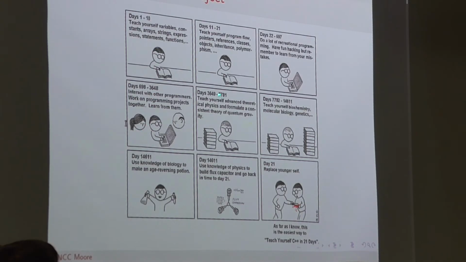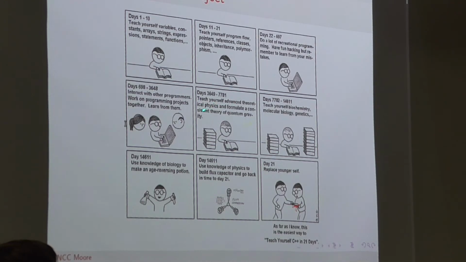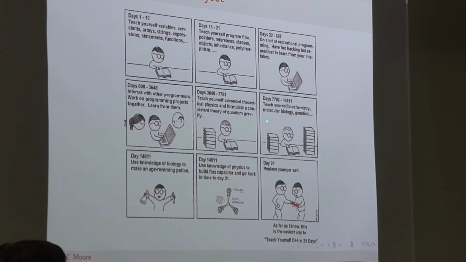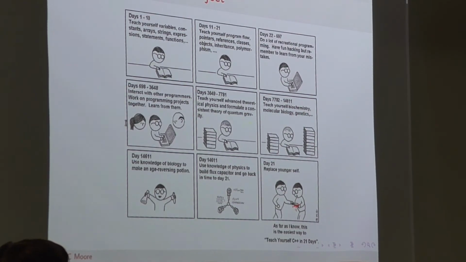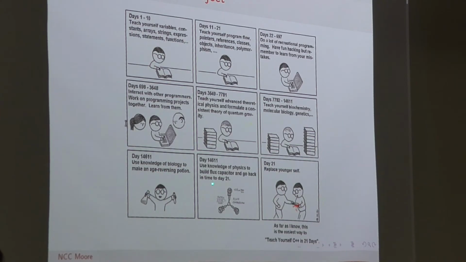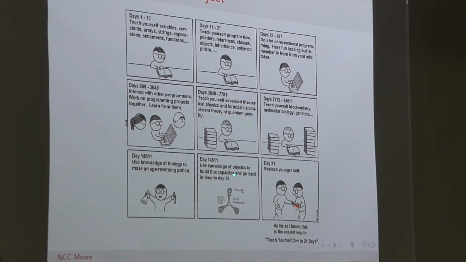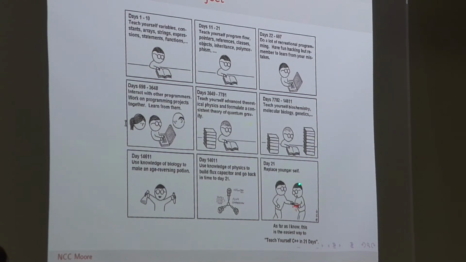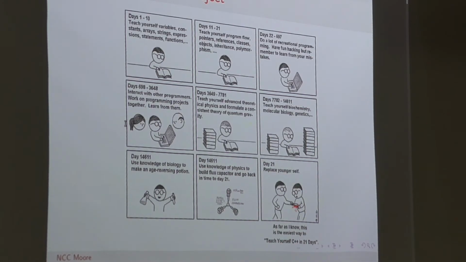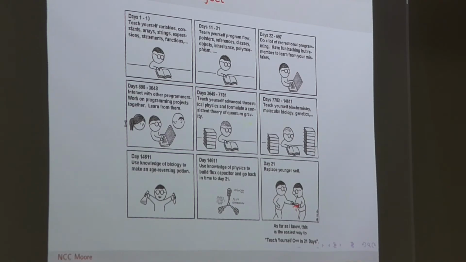Learn from them. Teach yourself advanced theoretical physics and formulate a consistent theory of quantum gravity. Teach yourself chemistry, molecular biology, and genetics. Use knowledge of biology to make age-reversing potion. Use knowledge of physics to build flux capacitor, to go back to day 21. Replace younger self. And that is how you can learn C++ in 21 days.